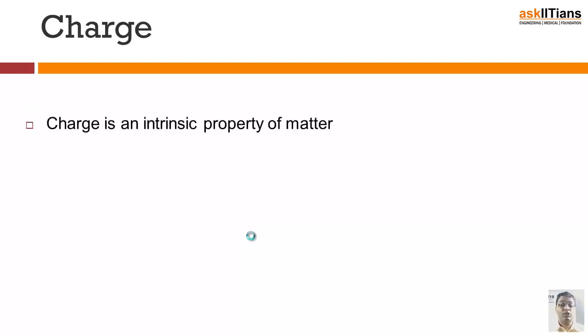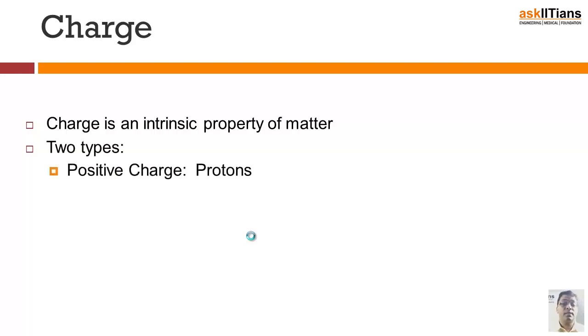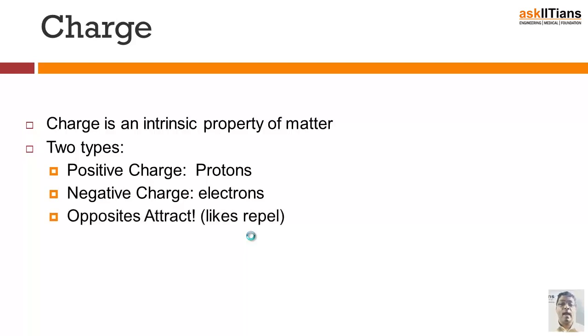So what exactly is a charge? As we know, every object that we see around us has mass and occupies space. In a similar manner, charge is also an intrinsic property of the matter that surrounds us. There are two types of charges. One is a positive charge, which is because of the protons that exist. The other is a negative charge, which is because of the electrons that exist. Opposite charges attract each other and like charges are going to repel each other.